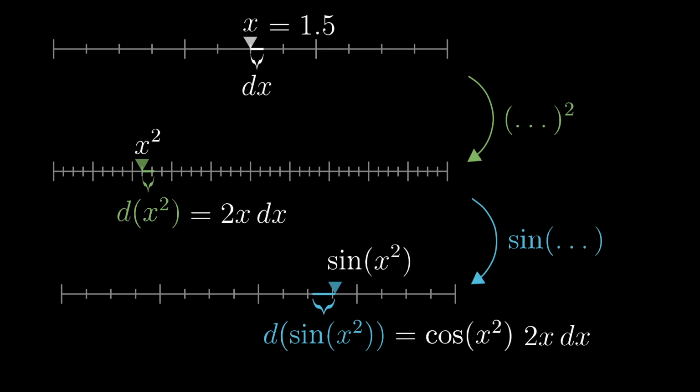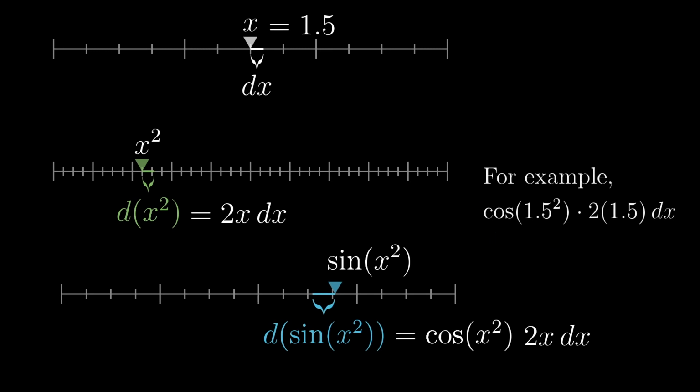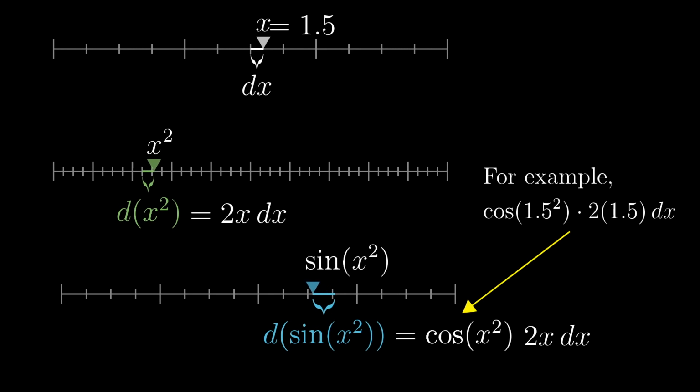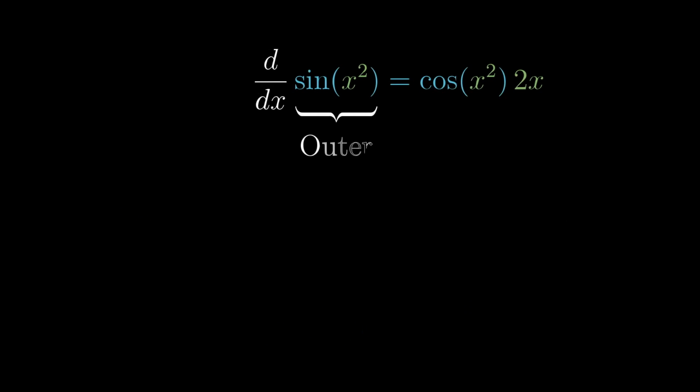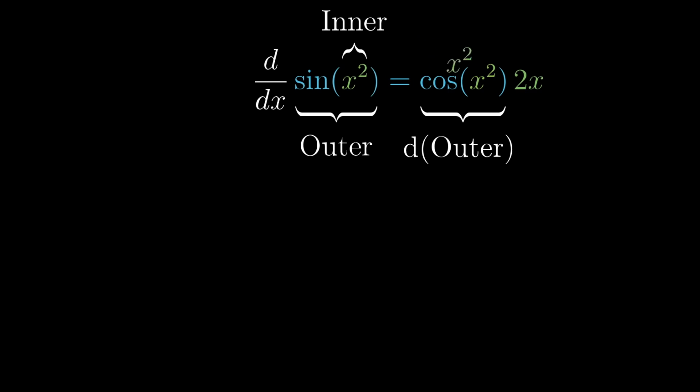And it's always a good habit to remind yourself of what an expression like this actually means. In this case, where we started at x equals 1.5 up top, this whole expression is telling us that the size of the nudge on that third line is going to be about cosine of 1.5 squared times 2 times 1.5 times whatever the size of dx was. It's proportional to the size of dx, and this derivative is giving us that proportionality constant. Notice what we came out with here. We have the derivative of the outside function, and it's still taking in the unaltered inside function, and then we're multiplying it by the derivative of that inside function.